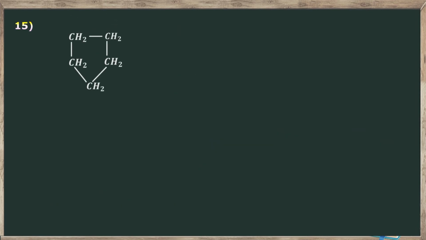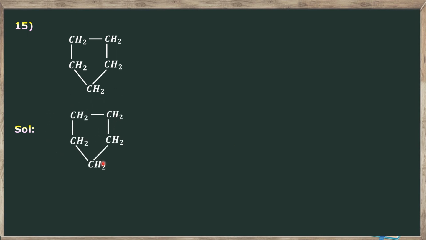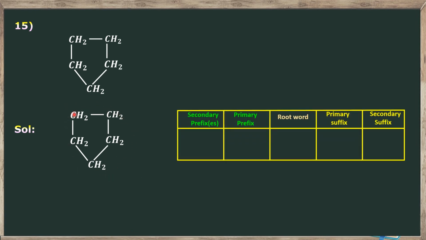Next problem number 15. Solution. In this compound, carbon atoms are forming a ring. So it is a cyclic compound. In this cyclic compound, 5 carbon atoms are there. So the root word is pent. Primary suffix: only carbon-carbon single bonds are there, so it is ane. And here primary prefix will come into picture. There is only one primary prefix called cyclo, and it is used only for cyclic compounds, that is when carbon atoms are formed ring-like structures. Okay, so cyclo. There aren't any substituents. The name of this cyclic organic compound is cyclopentane.